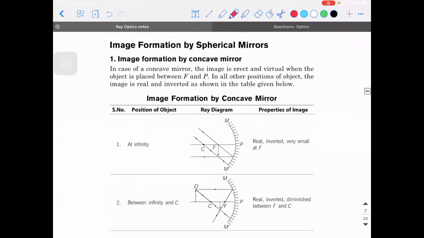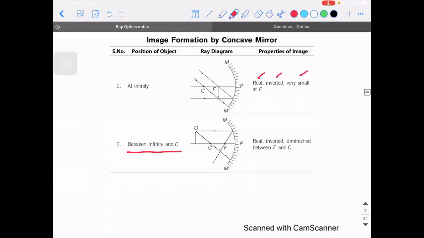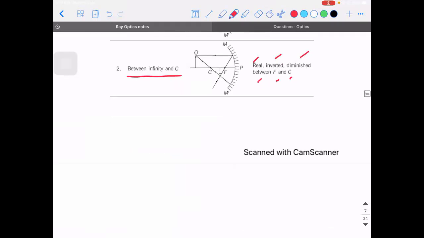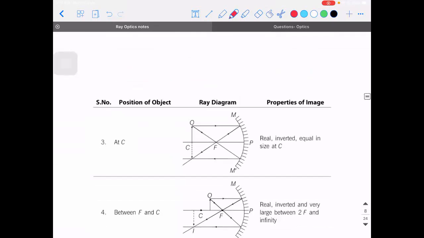Okay. So formation of image by concave mirror. So concave mirror has 6 ray diagrams. Convex mirror has 2 ray diagrams. Right. So with respect to concave mirror, what can you say? When the object is placed at infinity, what will happen? You will have a real inverted and very small image that is formed at F. Between infinity and C, you will have real inverted diminished image between F and C. So as you keep moving closer, the image will start moving away and its size will keep increasing.